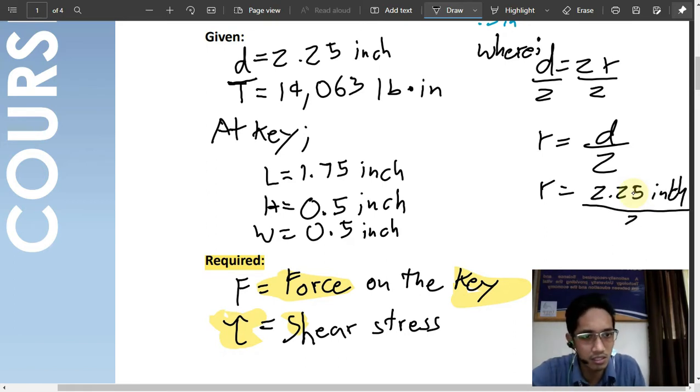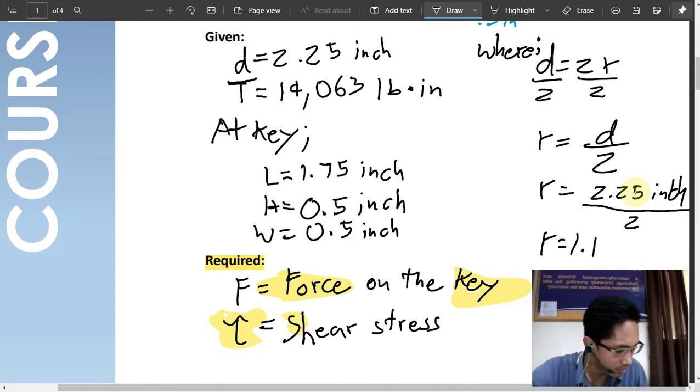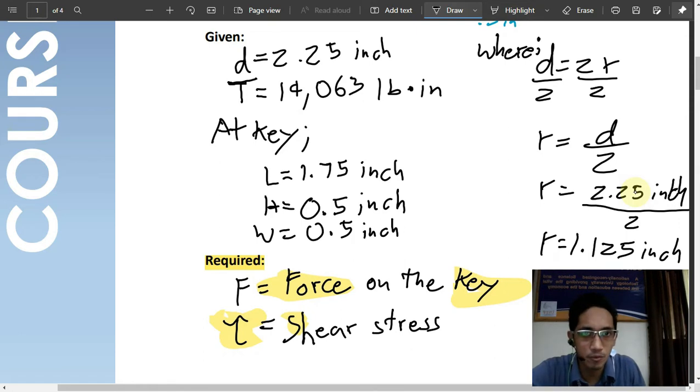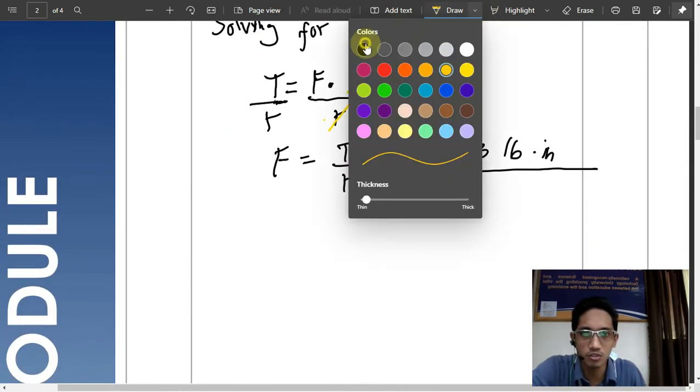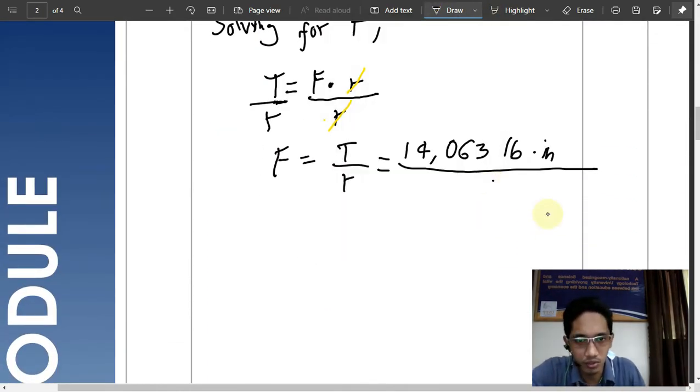Thus, the radius is equal to 1.125 inches. This already has corresponding points, class. As much as possible, you should elaborate your solution. Every step counts. Okay, so we can now substitute the radius, which is 1.125 inches.